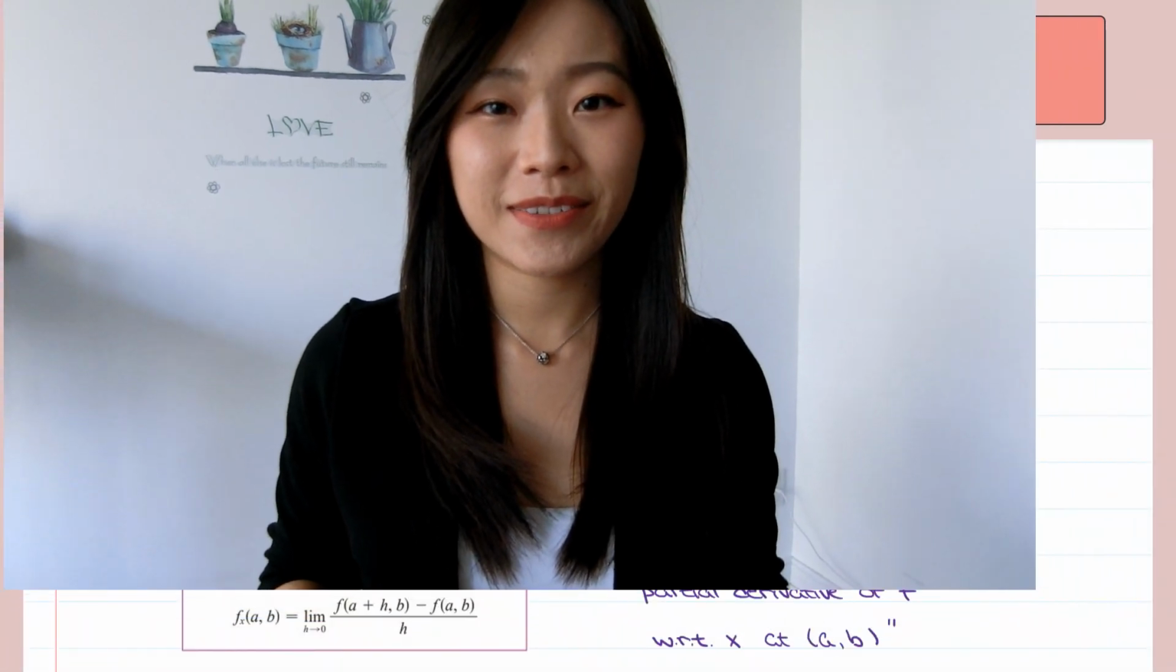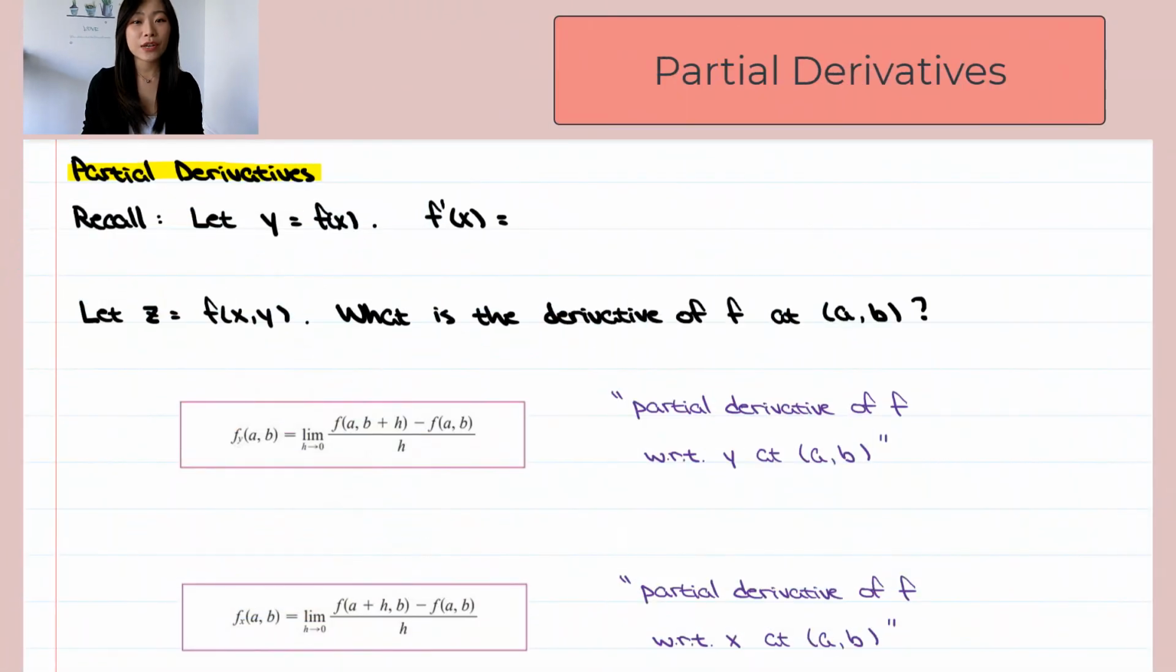And finally, after limits and continuity, now we get to the derivative. In this lecture, we are going to talk about the partial derivative, which is derivatives for multivariable functions. Let's do a quick recap.